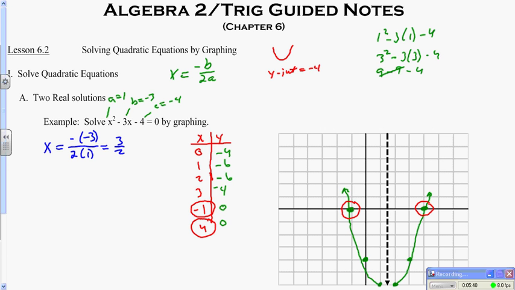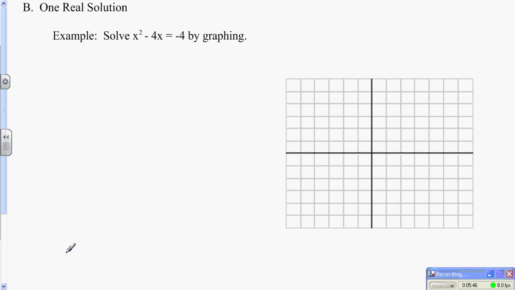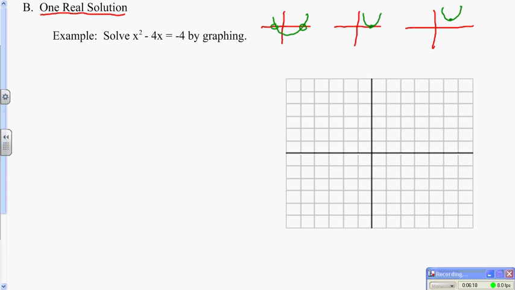Now if you look again at the last page, we have two solutions. We have two intersection points. Now we're asked to see what one real solution looks like. So just for a quick moment, I'm going to draw out 3 scenarios. If you have two solutions, you will have two intersection points. If you have one solution, the vertex will be on the x-axis because it only intersects the axis at one point. If you have no solutions, the graph of the parabola does not touch the x-axis.